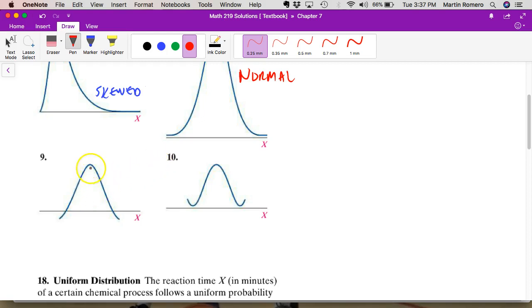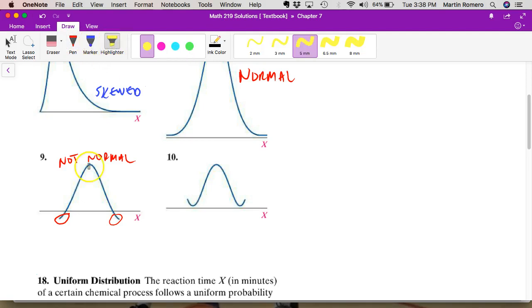This one you might be fooled and think it is normal, but it goes below the x-axis. Remember, this represents the area. We use that to represent how many people, like in a relative frequency, so they can't be negative values. So these are negative here. So this is not normal. And again, that's because it goes below the axis, which says there's a negative relative frequency, which we don't have in a normal curve.